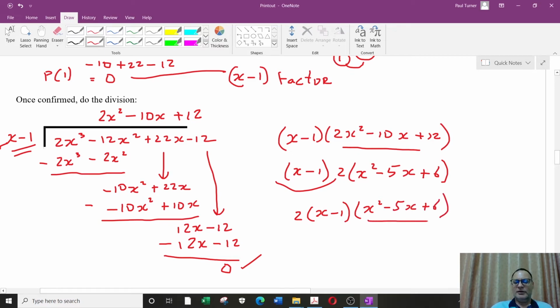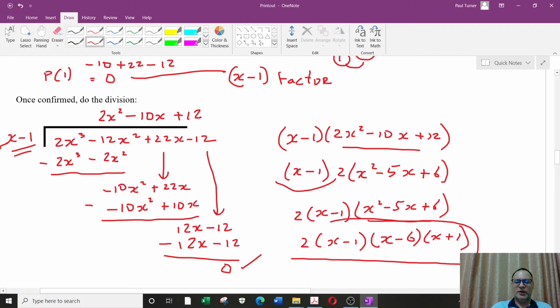Now we can factorize this. That would be x minus 3, x minus 2, right? Minus 3 times minus 2, plus 6. Minus 3 plus minus 2, minus 5. Okay, so these are your 3 linear factors here. This is your factorized polynomial here. That would be your answer for that one.